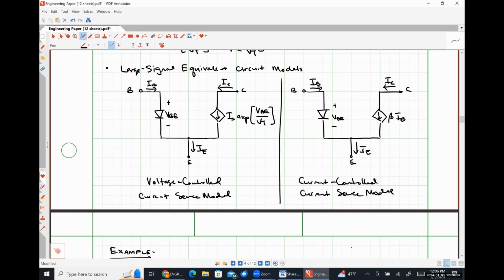Somebody suggested the current controlled current source model, and I emphatically disagree. So let's talk about why. Do we know IB? Nope. Since we know what VBE is, I would argue that using this model is going to make our life easier because practically everything is already known. So that's why I'm going to choose the voltage controlled current source model. It is that binary of a decision. What piece of information do I know? Use the one that uses that.